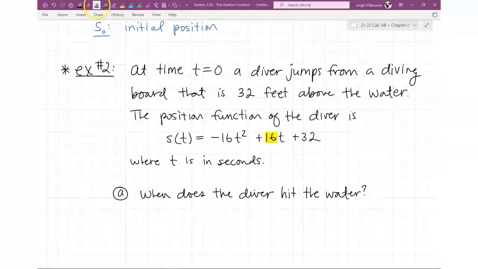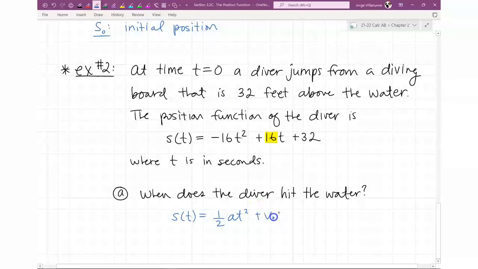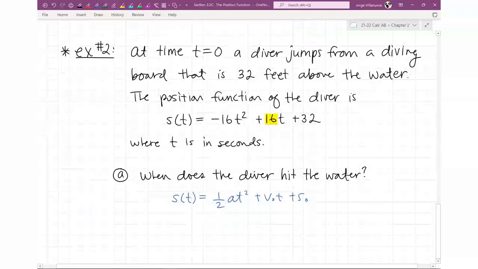So let me just write this out really quick, just for reference. You don't have to write this out. I'm just putting it up there for reference. So notice V naught is 16. That's the initial velocity of the diver. What was the diver's initial height? S naught, so 32 feet. Highlight this right here. Okay.